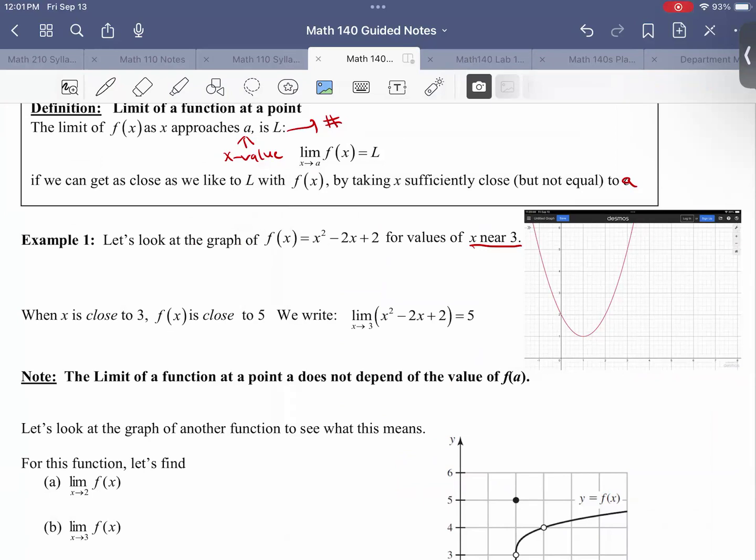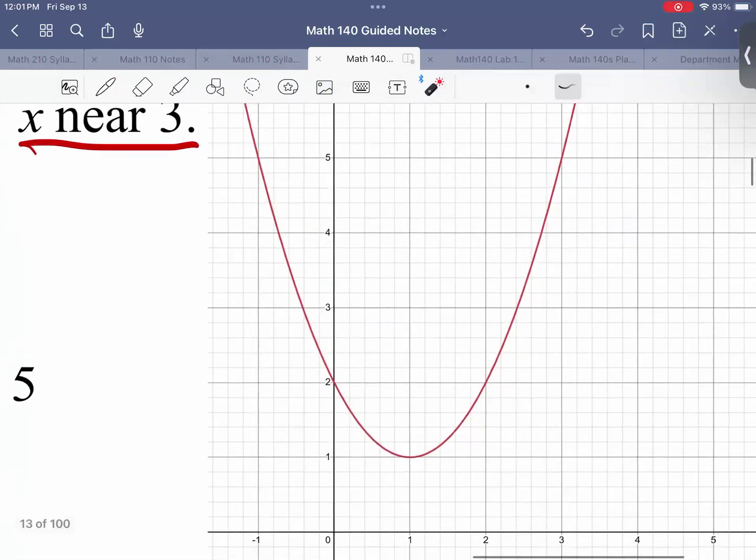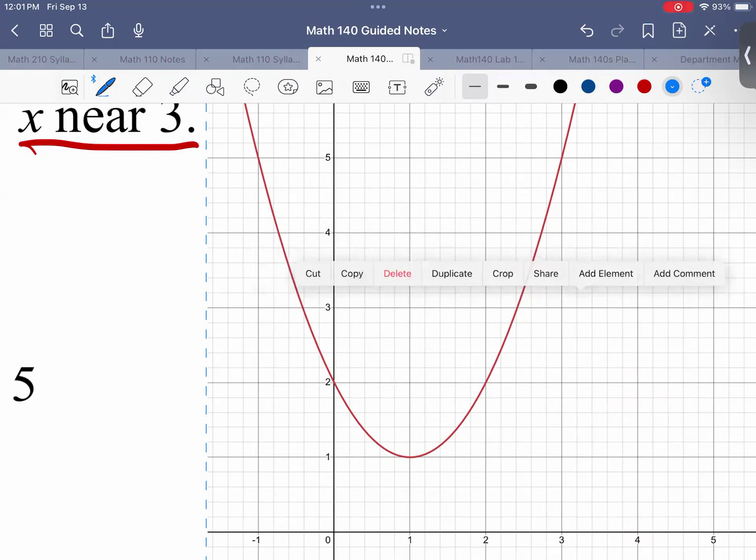So I'm going to zoom in a bit, but we're looking at the function at values near x equals 3. So I'm going to zoom in. Here is x equals 3, and I want to see the values that our function is near when we're at x equals 3. So let me kind of draw this trail up here. So what value is our function at x equals 3?